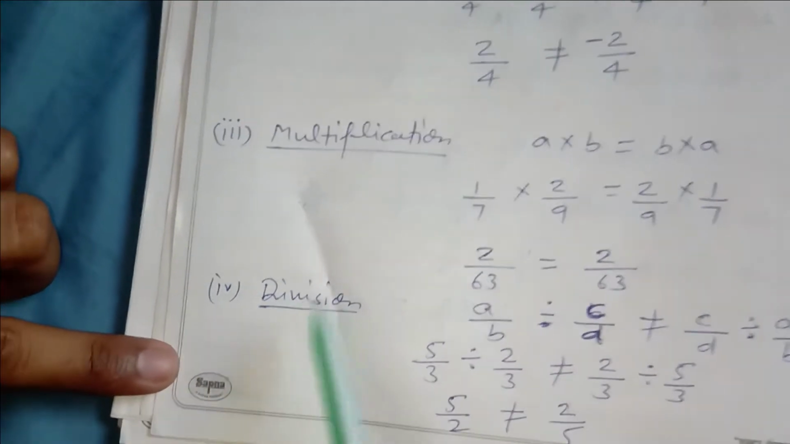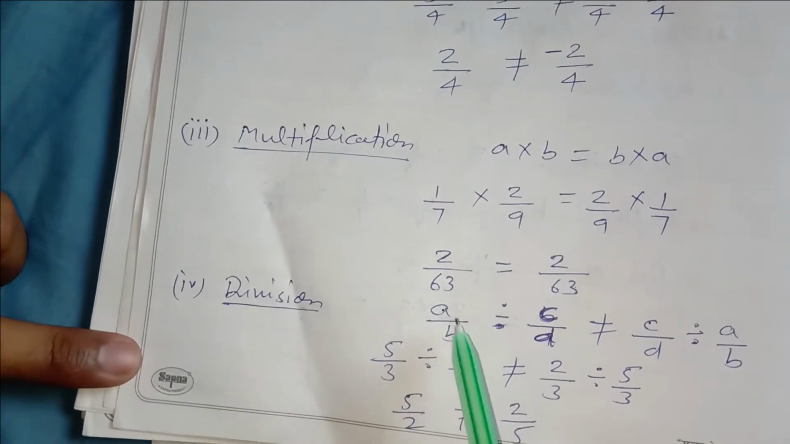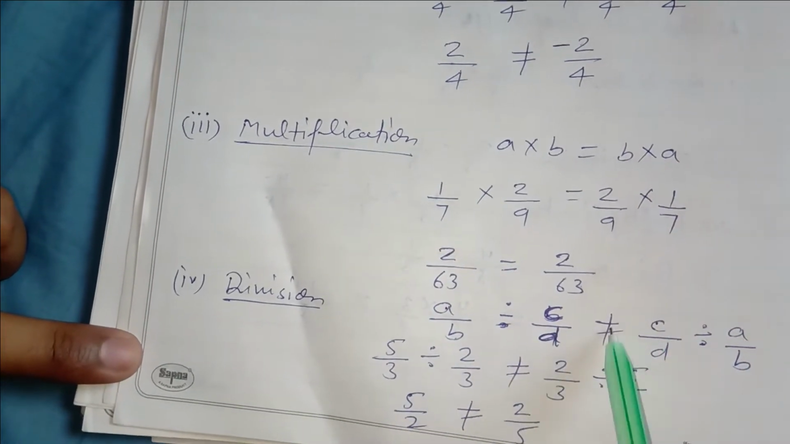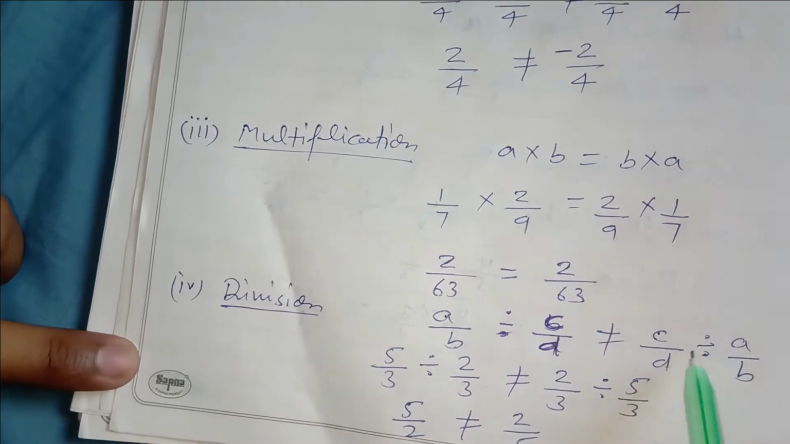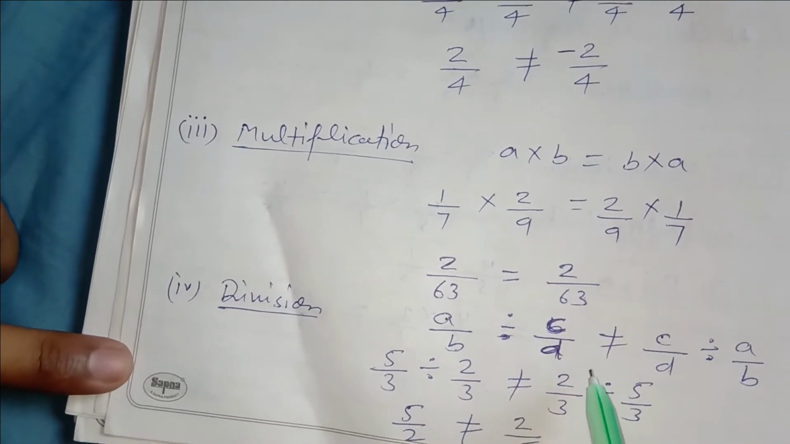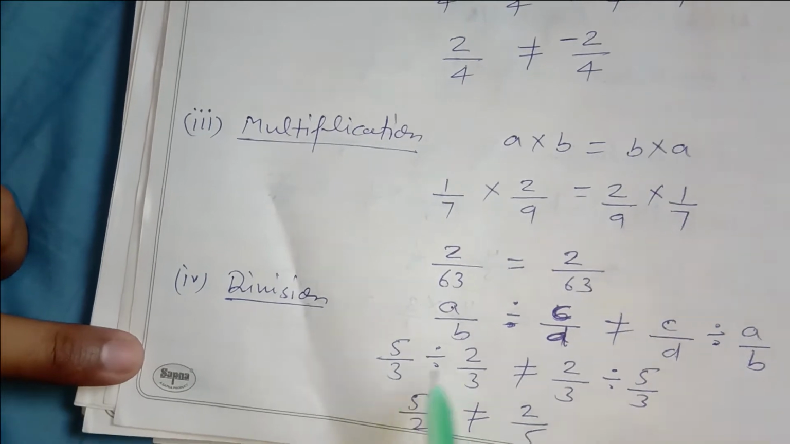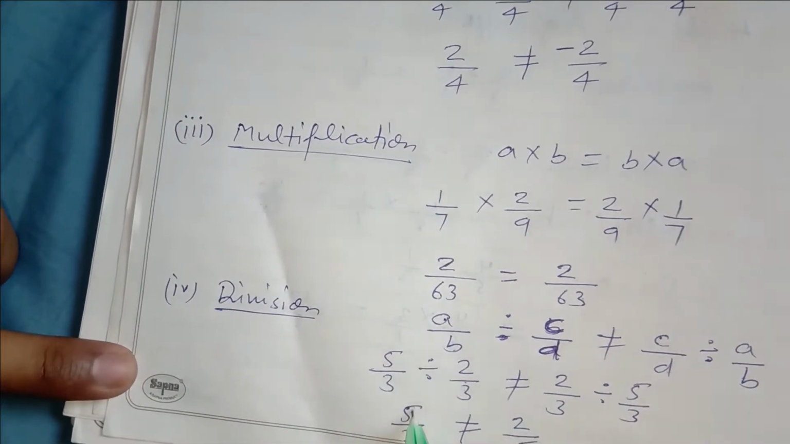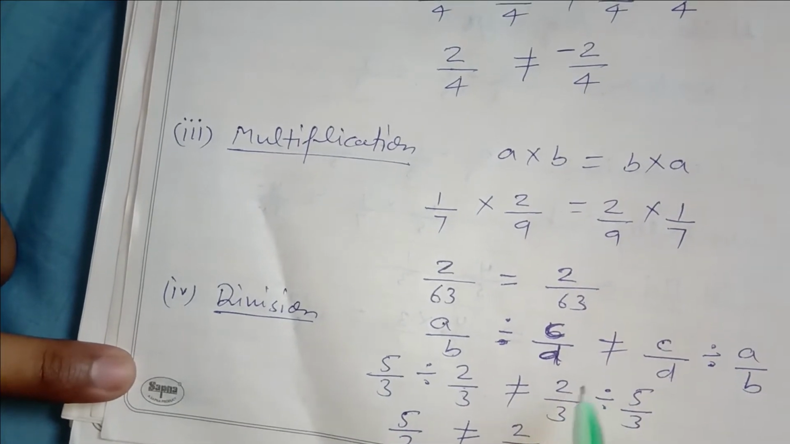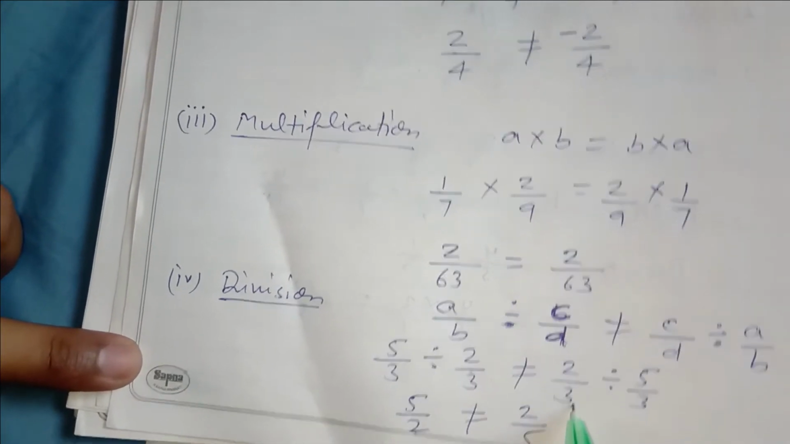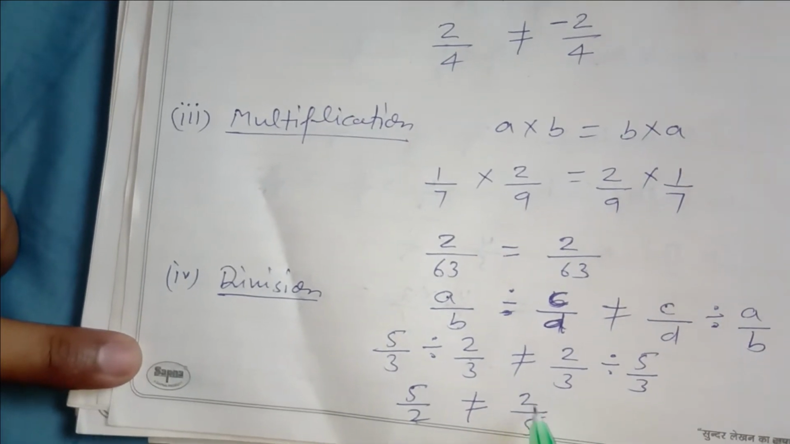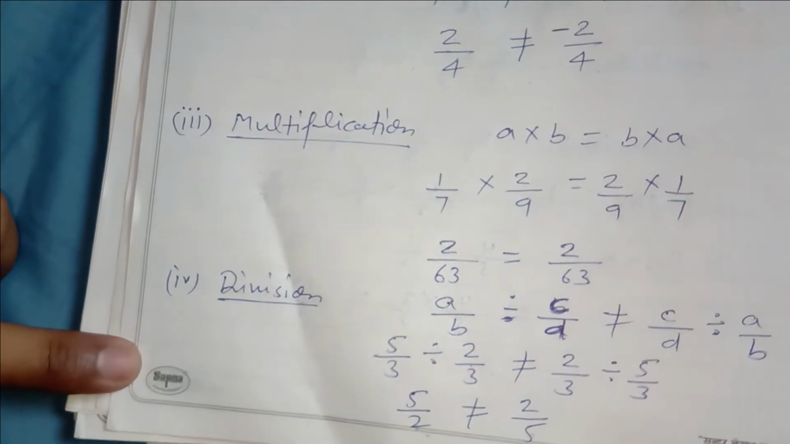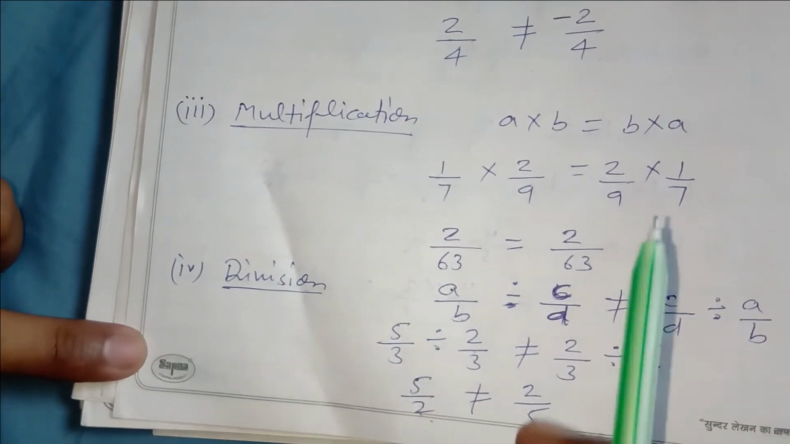Last one, for division. For division, a by b divided by c by d is not equal to c by d divided by a by b. Let us check it. We just take two rational numbers, 5 by 3 divided by 2 by 3. What we get? 5 by 2. And for right hand side, 2 by 3 divided by 5 by 3, we get 2 by 5. 5 by 2 is not equal to 2 by 5.